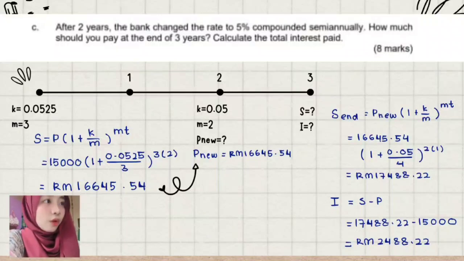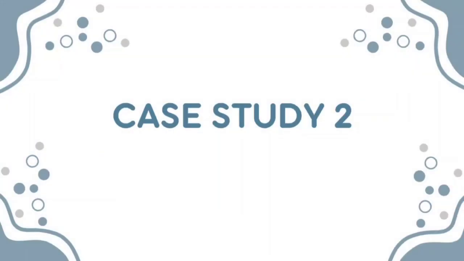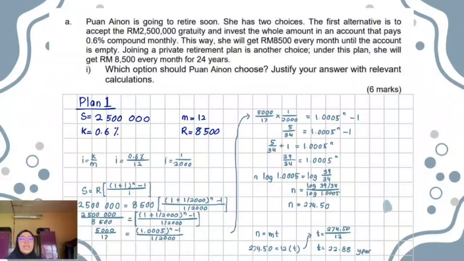We will calculate the total interest paid. I equals S minus P. The answer for total interest paid is 2,488.22 ringgit.